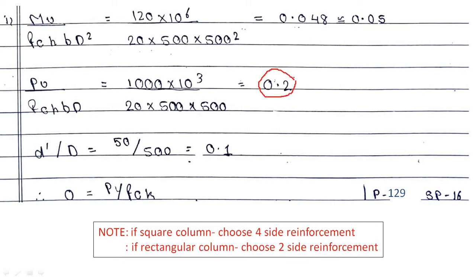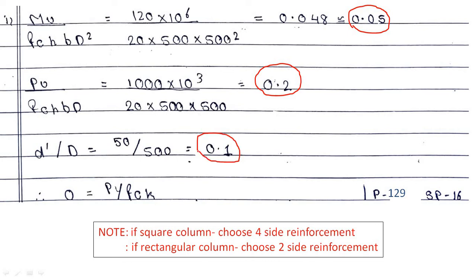Next we will find d dash upon D, where d dash is the cover and capital D is the overall size of the column. So it is 500. We will put d dash as 50 mm and capital D as 500 mm. So we have the ratio d dash upon D as 0.1. Next we have to go to the graph. Before going to the graph, we need the value of MU upon fck b d square, the value of PU upon fck b d, and the value of d dash upon D. So these three values we need.